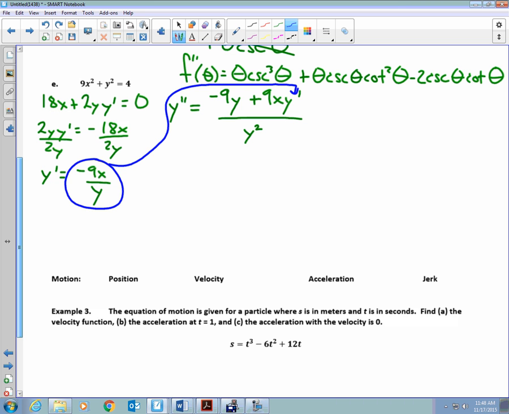Now, this is going to look messy, but it simplifies very, very nice. And you will have a problem like this on your test. You have one in your study guide. You have one on your assignment. This is going to simplify very nice. Y double prime is negative 9y plus, what's 9x times negative 9x? Negative 81x squared. And then in the denominator, I'll just have y, correct? All over.